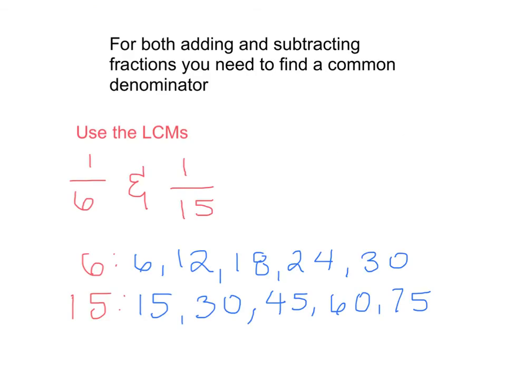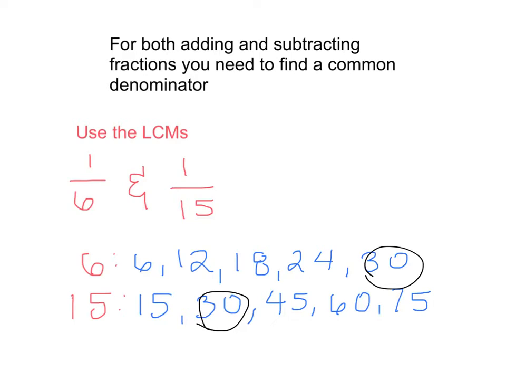Alright, for adding and subtracting fractions, you need to find a common denominator. I'm going to use the method of finding the LCM that we saw in class. So for 6 and 15, you see here that I've listed out the common multiples. The first one that they have in common is 30. So we want to change 1/6 and 1/15 into fractions over a denominator of 30.